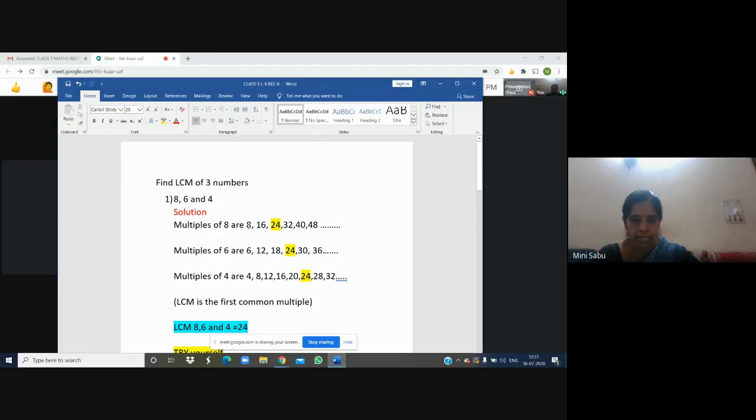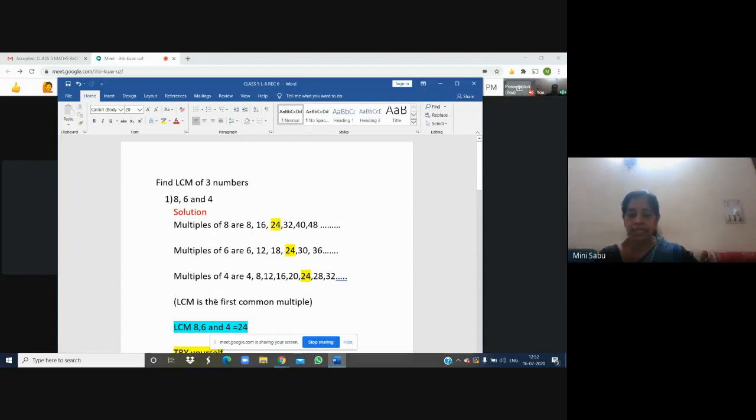You can see that 8 is here, 8 is here, but 8 is not here. So we cannot take 8. Then let us go further. 12 is here, 12 is here, but 12 is not here. So we can't take 12 also. 16, you see, 16 is in the first line and the last line, but not in the middle line. So we can't take that. Now you see 24, I have highlighted already. 24 is the first number which is seen in all the three lines. That means 24 is the first common multiple of 8, 6, and 4.